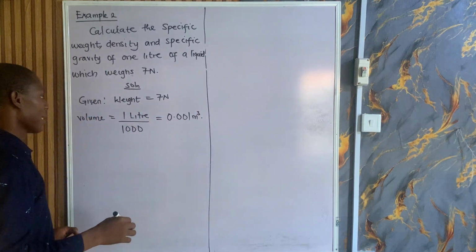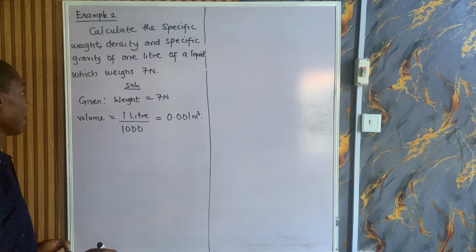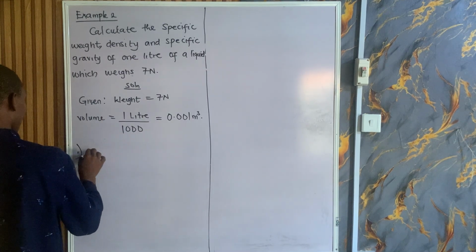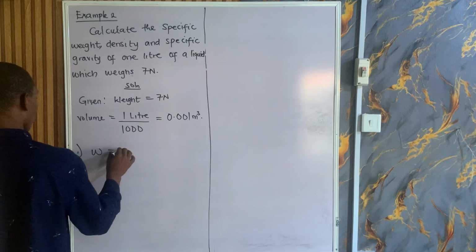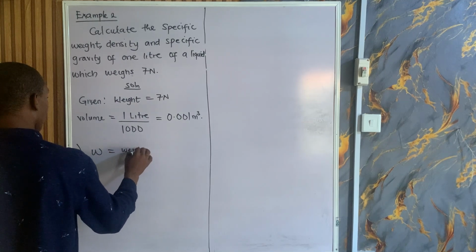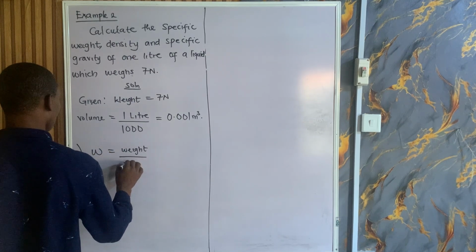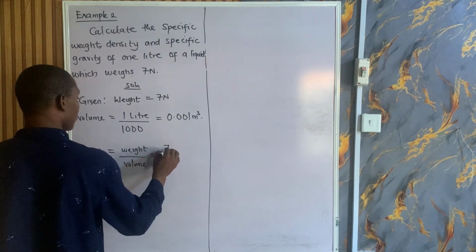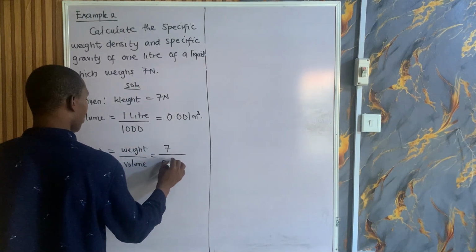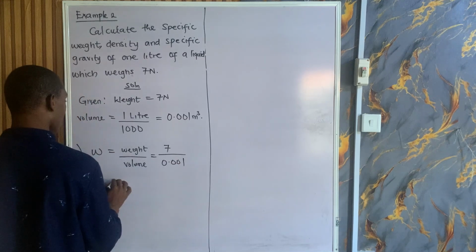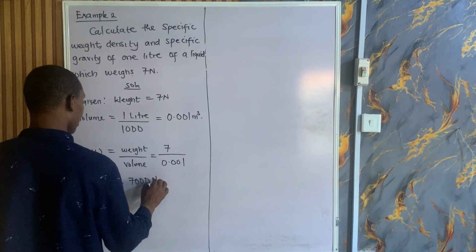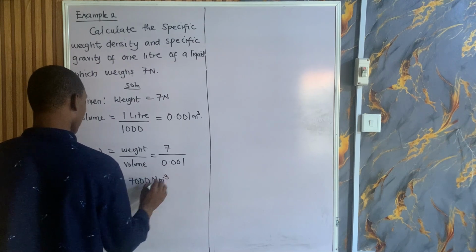Now we have the weight and we have the volume. Now let's go to the first question, specific weight. Specific weight is weight over volume. Weight is 7, volume is 0.001, and that will give us 7,000 Newton per meter cube.